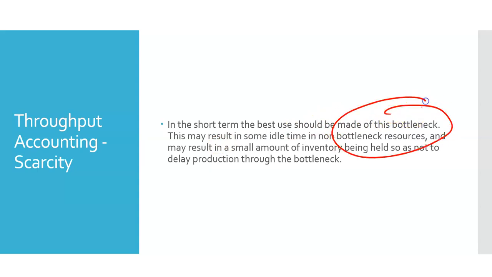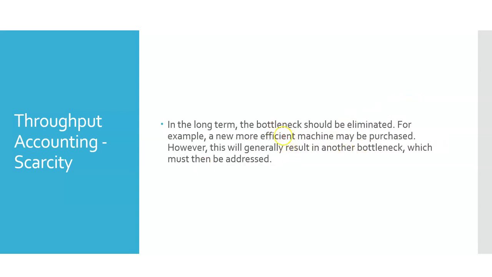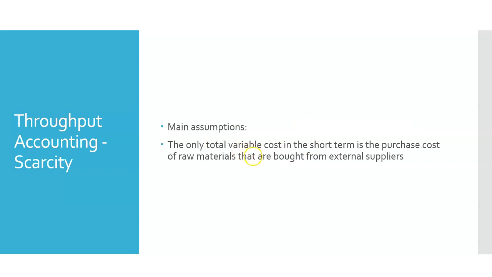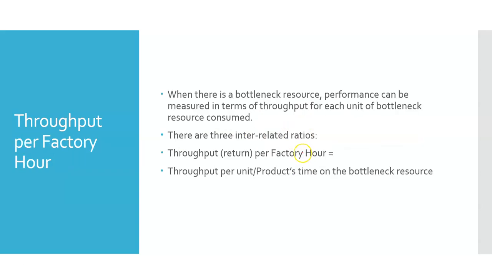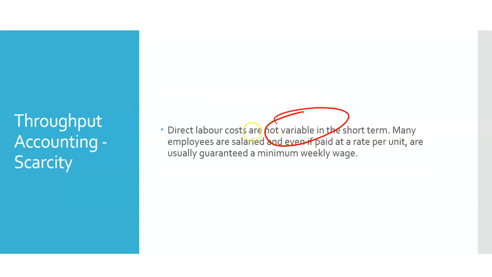aim to make the best use of this bottleneck, because it really doesn't matter what's going on with the idle time in the non-bottleneck resource. There's nothing really happening there. The key point, the problem here, is that we should aim to eliminate the bottleneck in the long run. There are some assumptions. The total variable cost in the short term is the purchase cost of raw materials, which I highlighted earlier on. Direct labor costs are not variable in the short term. You can see why this is only very much a short-term way of thinking about things.